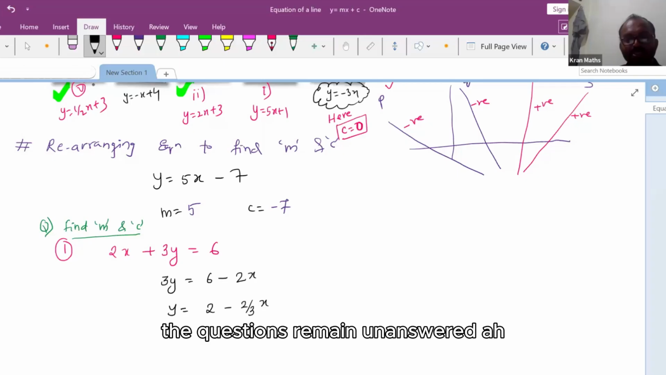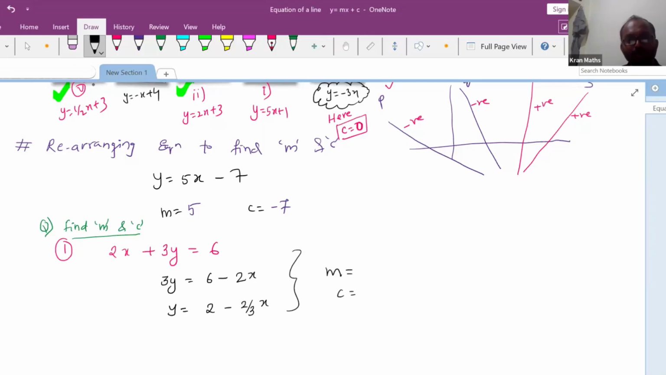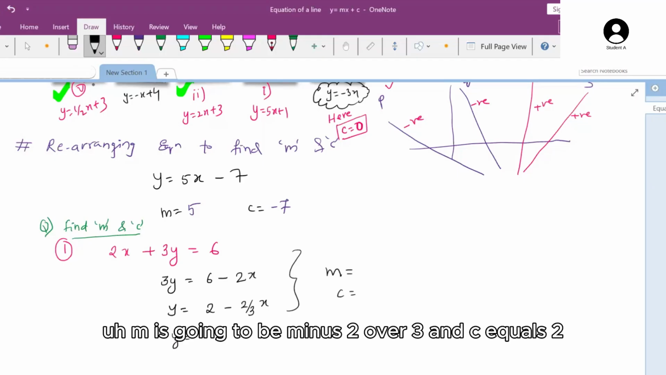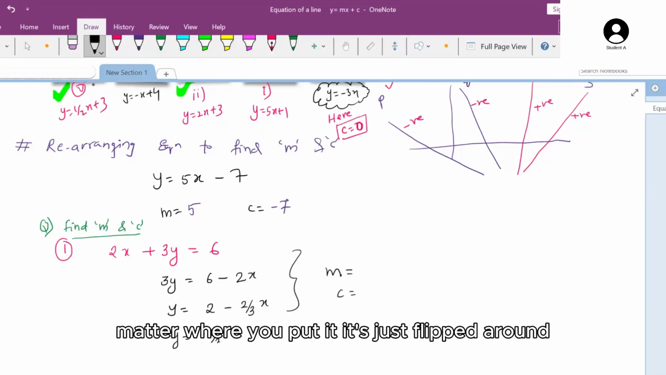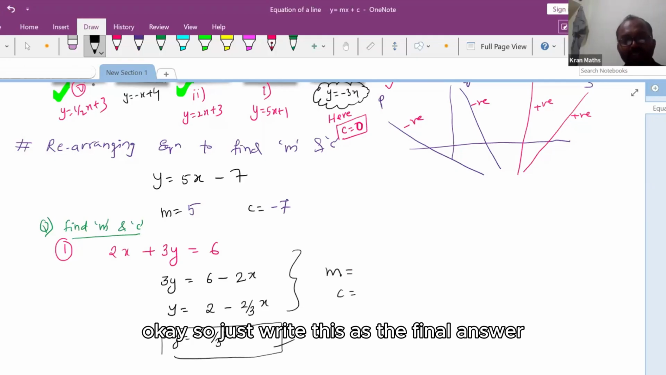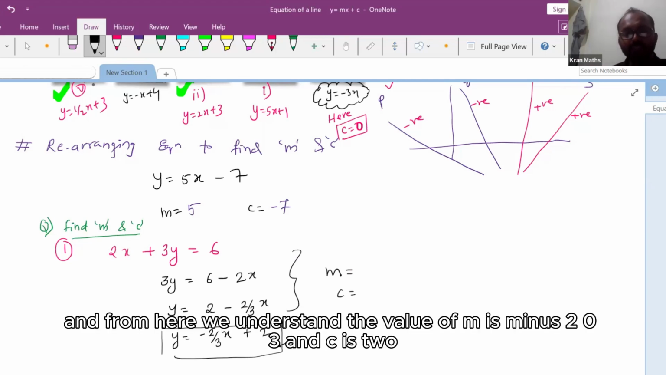Okay. So again, the questions remain unanswered. What is m, what is c? The m is going to be minus 2 over 3 and c equals 2, because it doesn't really matter where you put it. It's just flipped around. Okay, so just write this as the final answer. And from here, we understand the value of m is minus 2 over 3 and c is 2.